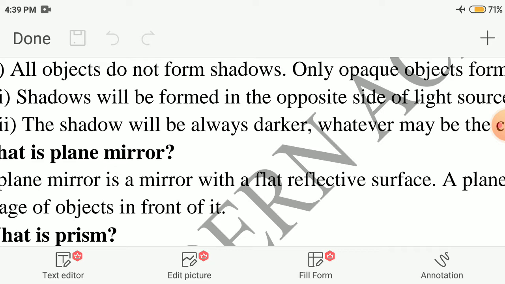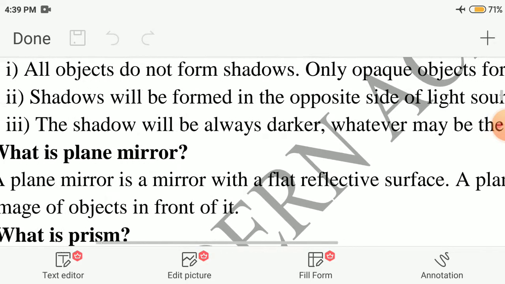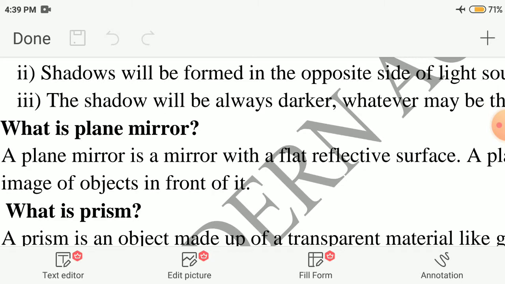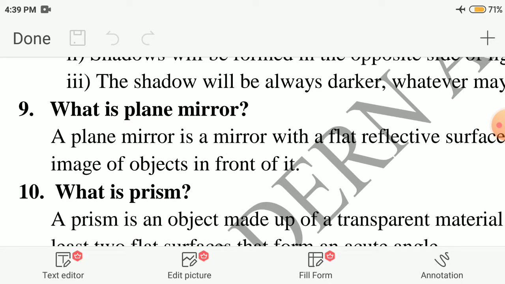The shadow will always be dark, whatever may be the color of the light rays. Even if the light rays are of different colors, how is the shadow formed? Black color only, dark color only.